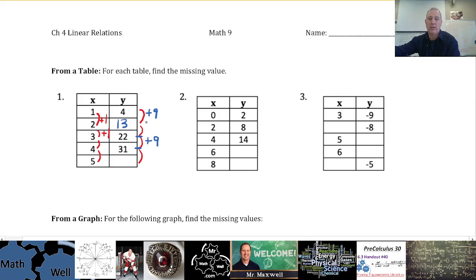Does 13 plus 9 give me 22? Yeah, that works. So what's 31 plus 9? That should be 40. So 13 and 40 are your missing values there. I'm going to let you do 2 and 3 on your own. Give that a try, and then I'll show you the answers here in a moment. So try your hand at 2 and 3.